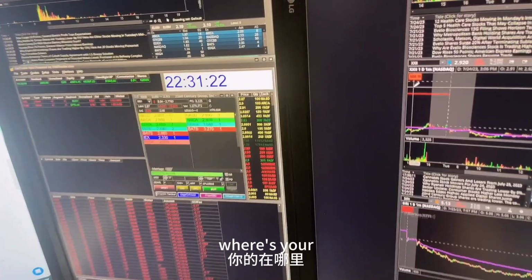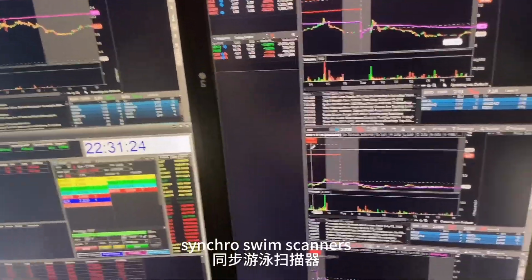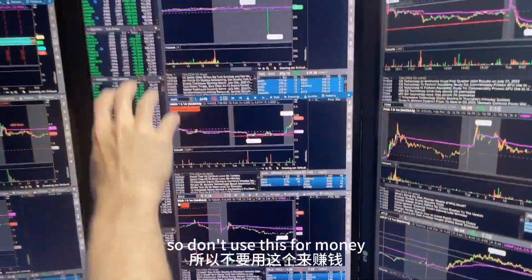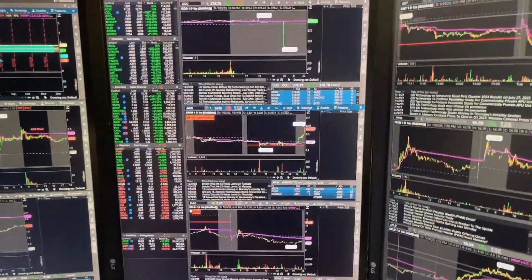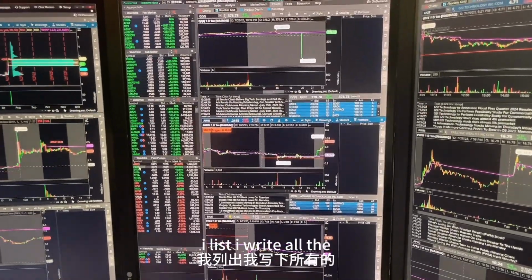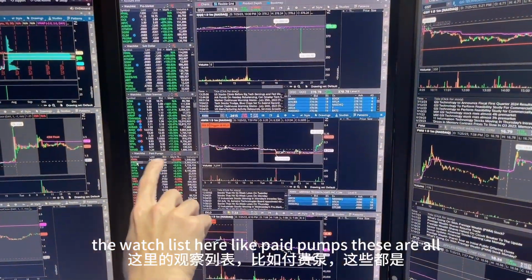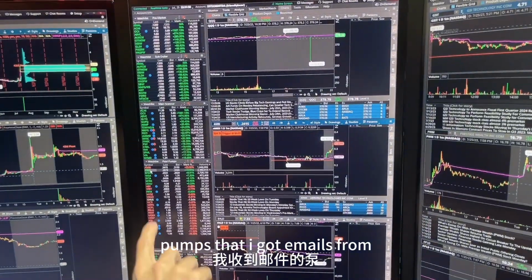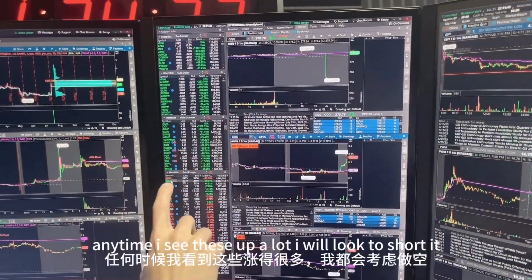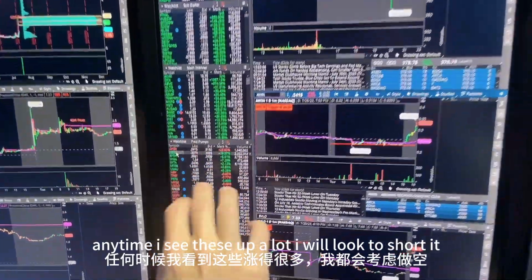Where is your Thinkorswim scanners? Here, this is all Thinkorswim scanners. I write all the watch list here, like paid pumps. These are all pumps that I got emails from, so they're all my blacklist. Anytime I see these up a lot, I will look to short it.